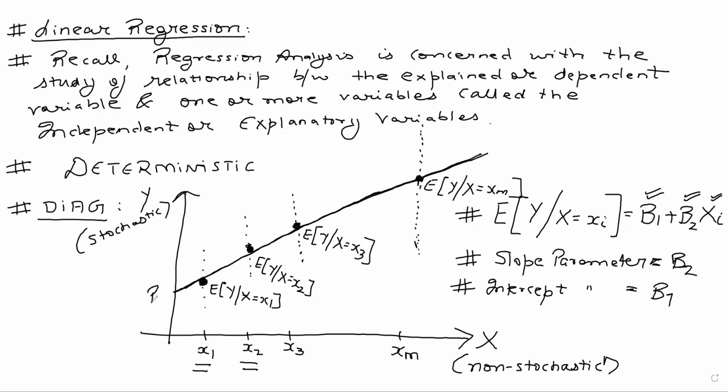Okay, in the last lecture we had also looked at the interpretation of these regression coefficients. So guys, B1 and B2 together are called the regression coefficients. Together they are known as the regression coefficients. B1 is the intercept coefficient and B2 is the slope coefficient.